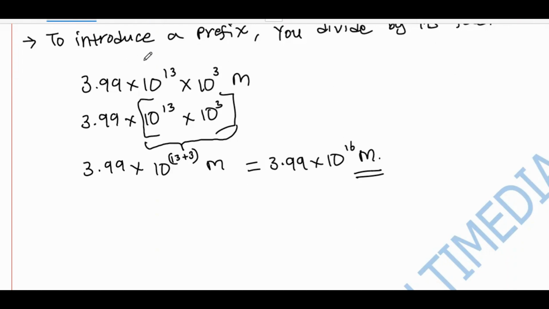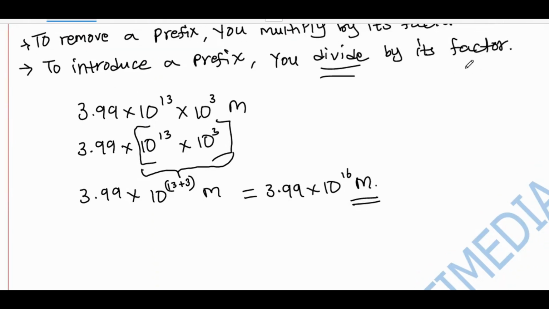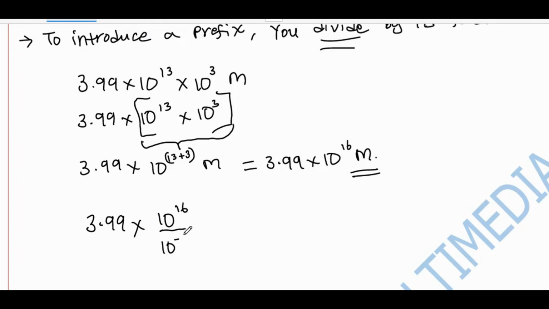Now, to introduce a prefix, you divide by its factor. The factor of milli is 10 power negative 3, so you have to divide by 10 power negative 3. Now, this one turns out to be 3.99 times 10 power 16. We divide it by 10 power negative 3.